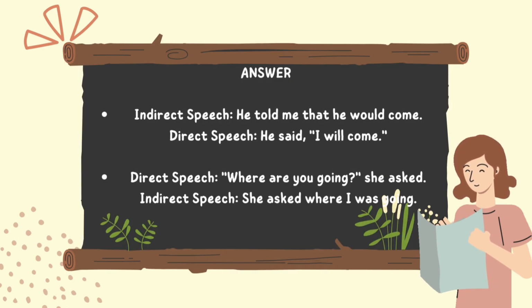Alright, now you guys can see the correct answer for the last exercise. And here's some explanation about it. The first one, "he would come," changes to "I will come" for a direct sentence. And the second one is a direct question, "Where are you going?" changed to an indirect question, "where I was going."